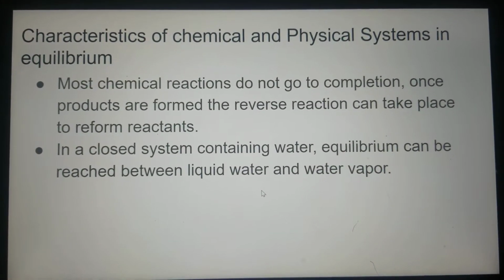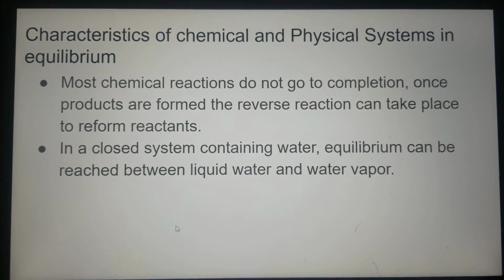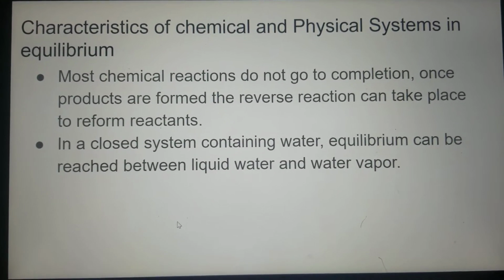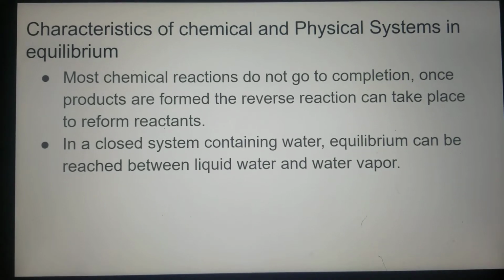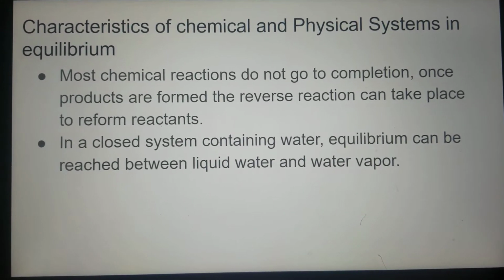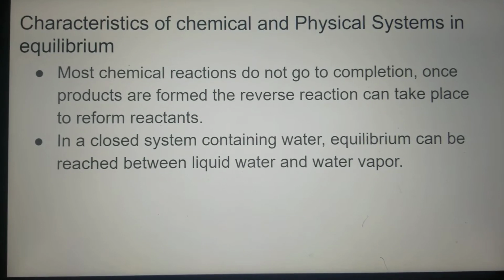Characteristics of chemical and physical systems in equilibrium. Most chemical reactions do not go to completion once products are formed. The reverse reaction can take place to reform the reactants. In a closed system containing water, equilibrium can be reached between liquid water and water vapor.